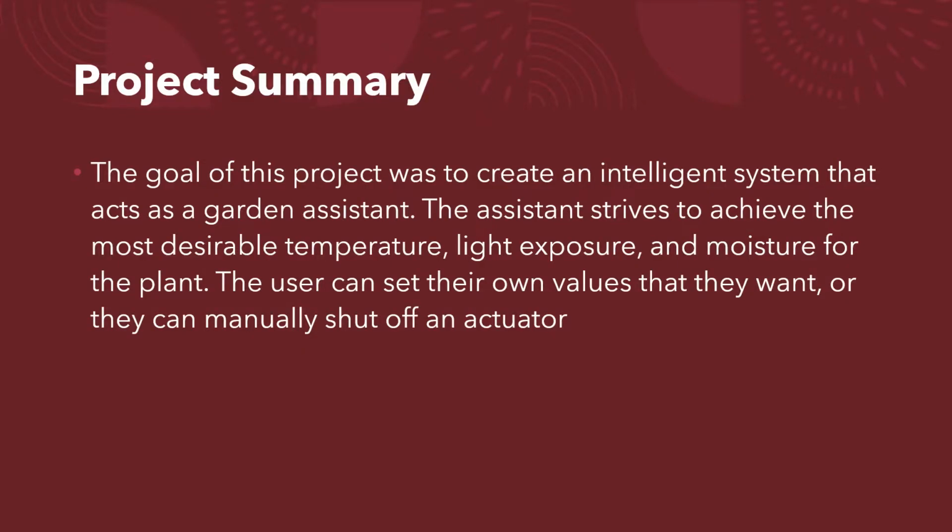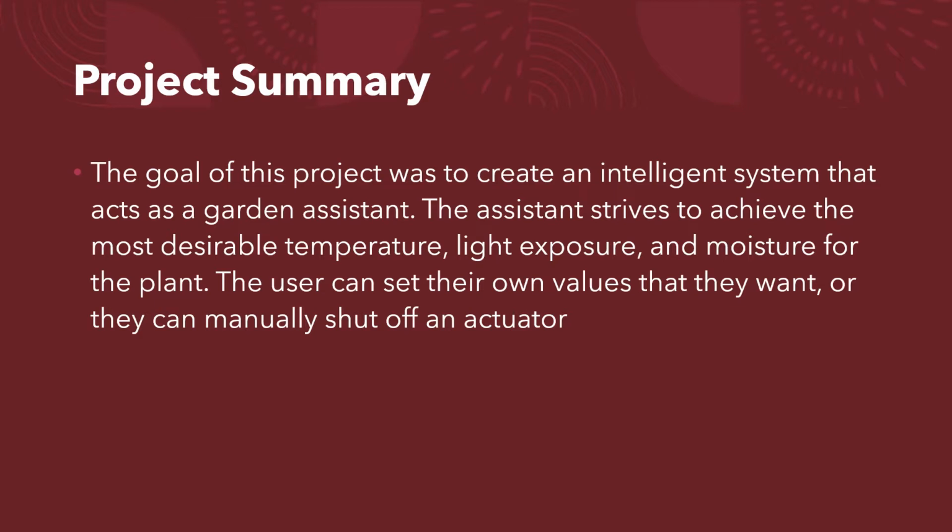The goal of this project was to create an intelligent system that acts as a garden assistant. The assistant strives to achieve the most desirable temperature, light exposure, and moisture for the plant. The user can set their own values that they want, or they can manually shut off an actuator. The system is designed to be an intelligent garden assistant. It will turn on and off the actuators based on logic and on real-time information.